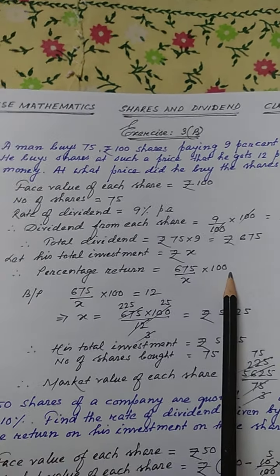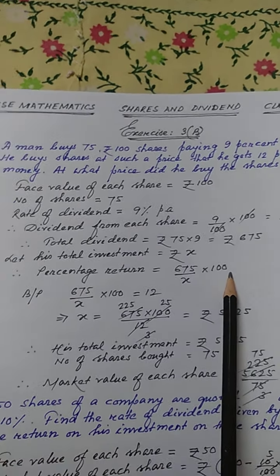Now here, number of shares equal to 400, face value of each share equal to rupees 20, and market value of each share, that is rupees 4 premium, so 20 plus 4 equal to rupees 24, and rate of dividend equal to 12%. Therefore dividend of each share will be 12% of 20 rupees, that is 12 by 100 into 20. Solving it, it's coming 2.40.